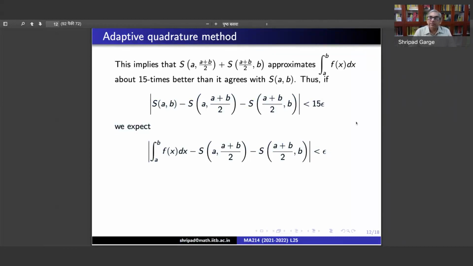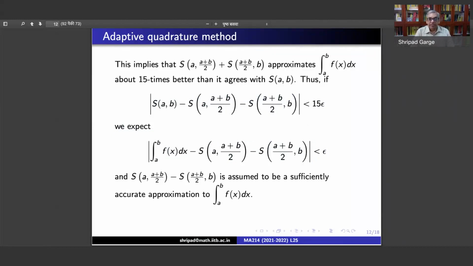If this is less than 15 epsilon, where epsilon was your required tolerance, then you can be sure that the integral is within the epsilon range of the summation of those two S values. This is what we get. So the summation of the S values, this should have been a plus sign here, is assumed to be a sufficiently accurate approximation. That's the approximation you were looking for.